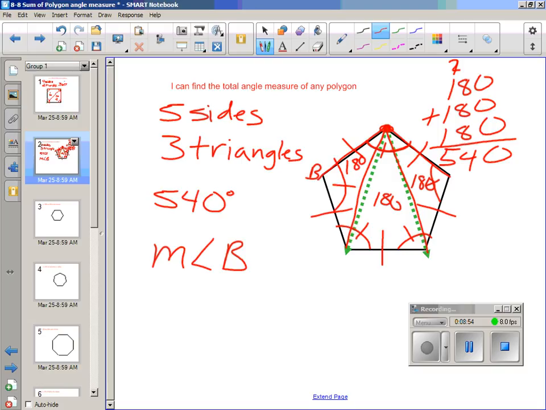If the total is 540 and we have 5 individual angles that are all the same, shouldn't we get our answer? So what's the measure of just angle B? What is 540 divided by 5? Do it in your notebook.